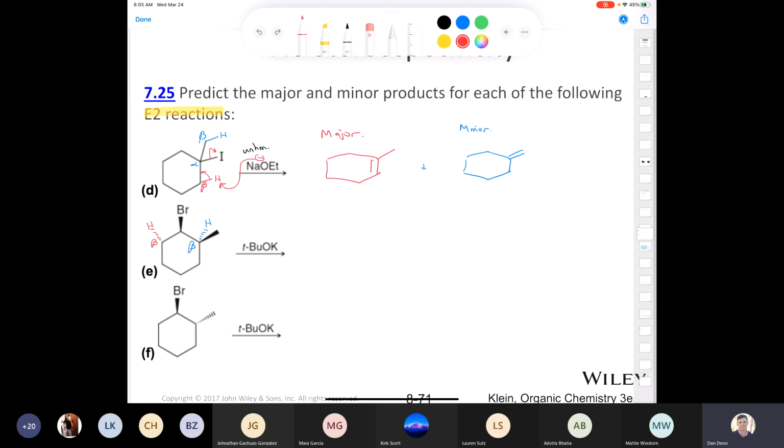So if I abstract the one that's in red, I would end up with this as my product here. So I'll end up with this guy here, like that. And if I abstract the one that's in blue, I would end up with this. So I'm going to eliminate that stereocenter, like that. Could anybody tell me which one of these would be the major product? Would it be the one in red or the one in blue?